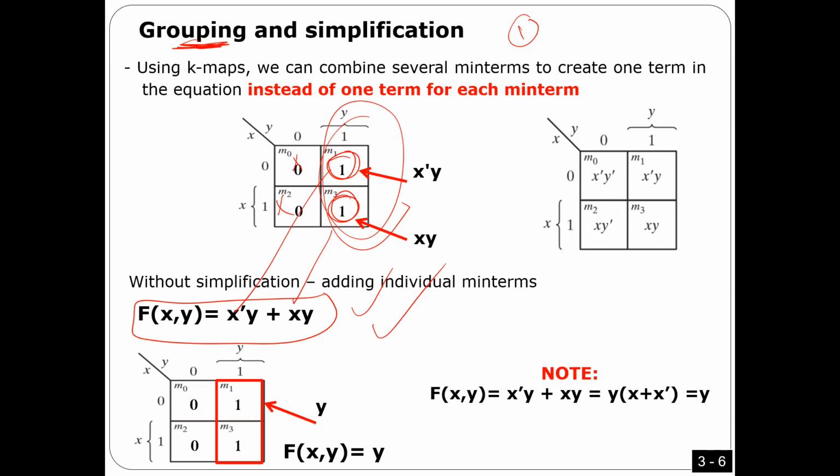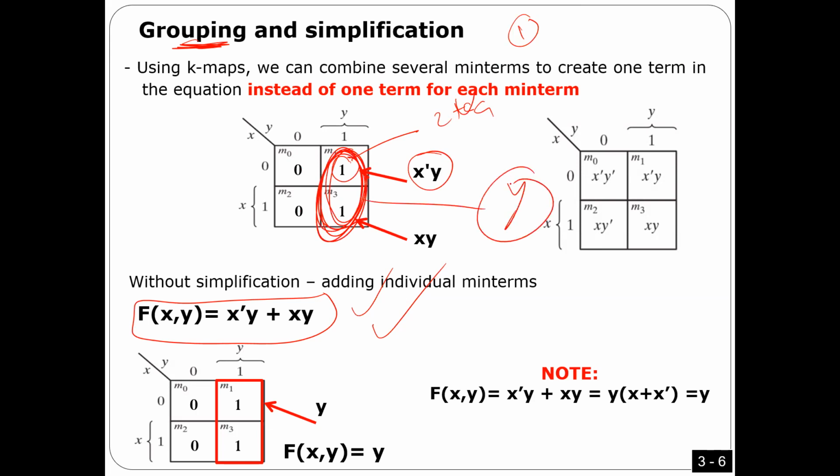Okay, this is number 1. Number 2, try to make the groups bigger. Why? Because if I take only this one as a group, it is going to have 2 variables. But if I take these 2 together, as you will see right now, as one group, it's going to be 1 variable, which is y.